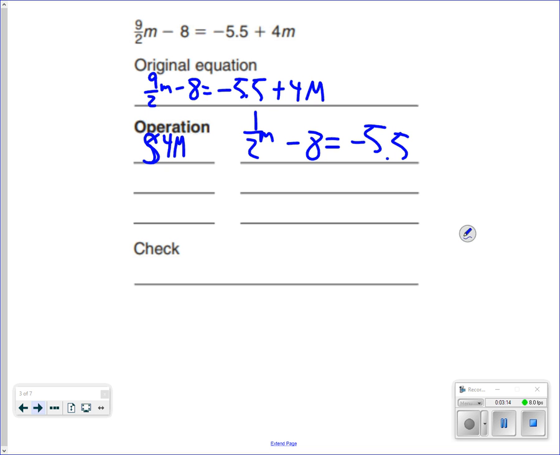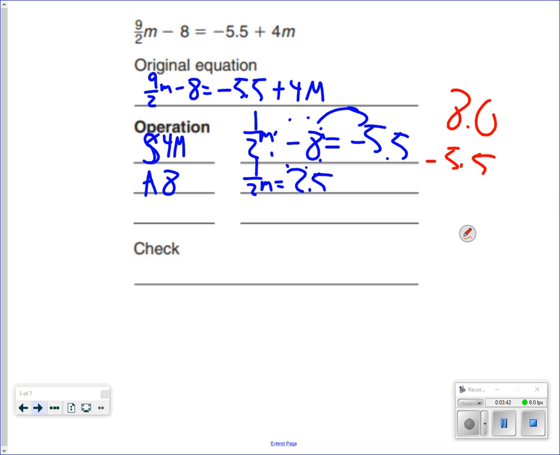Now I've got to try and get positive numbers on each side. So the next thing I'm going to do is add 8 to the equation. Watch closely what I mean by that. I'm going to bring this over to this side. So I have half m equals, well, if I add an 8 over to that side, that means on that side I'm going to have 2.5. Because a positive 8, I'll write it out because I shouldn't assume that you can follow, minus 5.5 equals 2.5. Okay, so that's where I'm at right now.